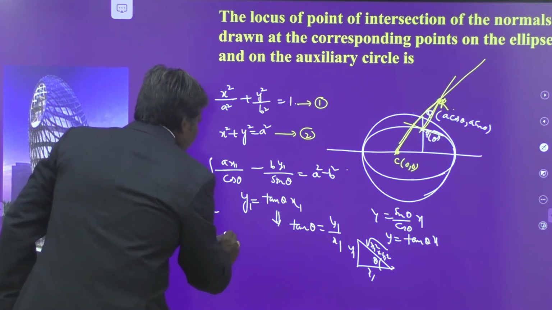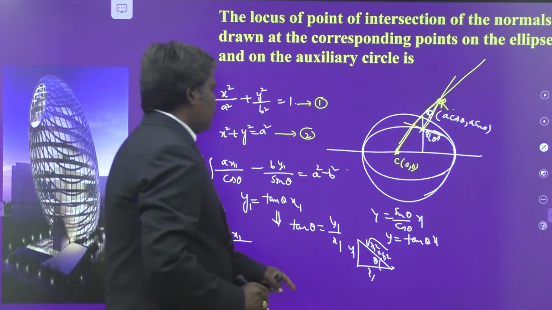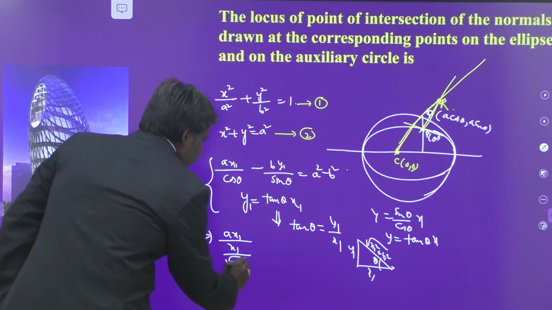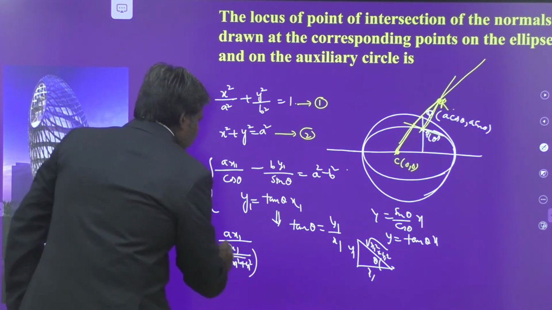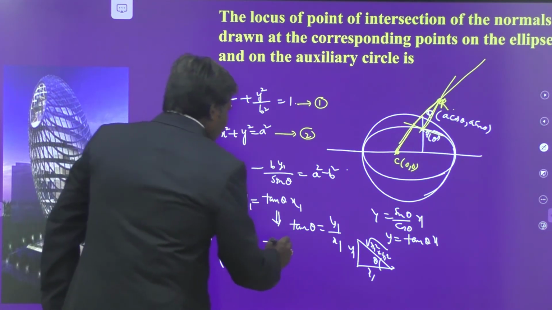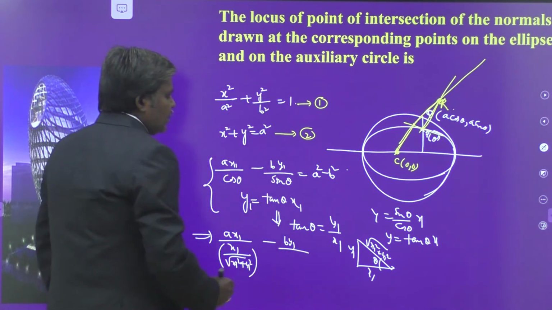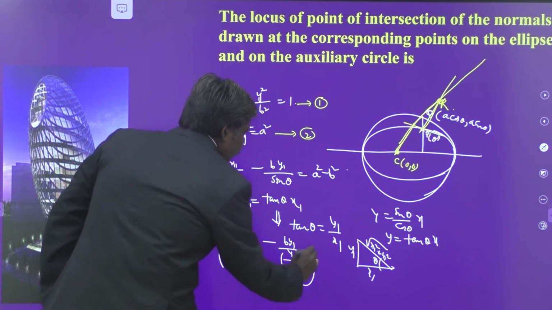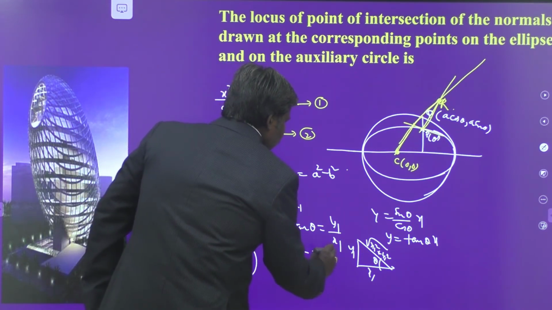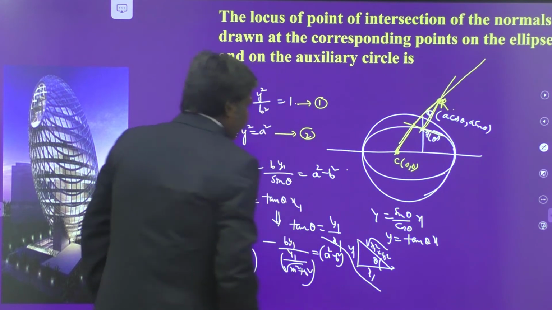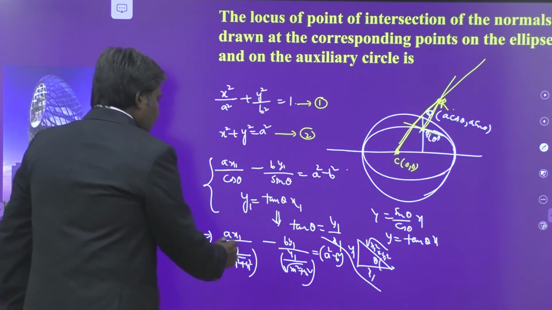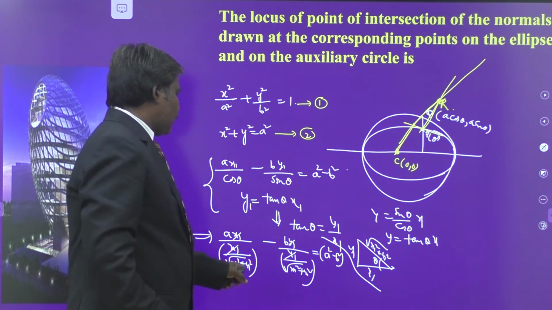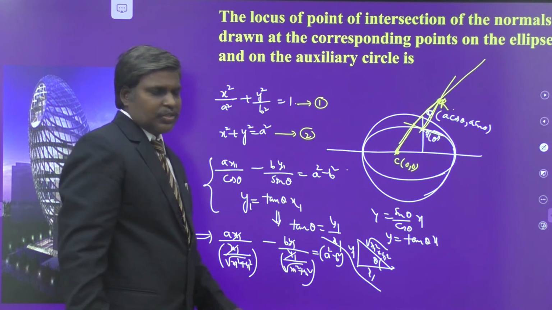So we have a x1 by... what is cos theta? x1 by root of x1 square plus y1 square. This is your cos theta. Minus b y1 by sin theta, what is sin theta? y1 by root of x1 square plus y1 square. That is equal to a square minus b square. Now x1 gets cancelled, y1 gets cancelled. So this is root of x1 square plus y1 square.